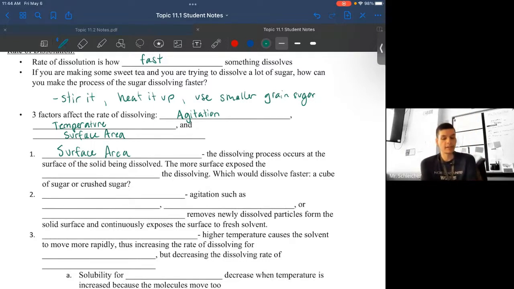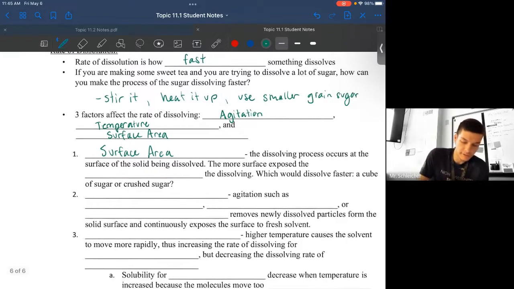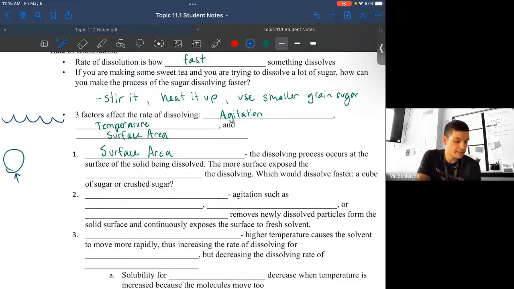we're talking about where this solute is actually dissolving. If we have a chunk of sugar and we put it into some water, I'm just going to draw a chunk to the side here. And it's underwater now. Where is it dissolving? Well, it's dissolving on the surface of the chunk, right? And that's where the water is breaking that apart and spreading it apart into that solution. So if you have more of the surface exposed, that means the faster your dissolving is, or the quicker it's dissolving. So what would dissolve faster, a cube of sugar or crushed sugar? Crushed sugar for sure.